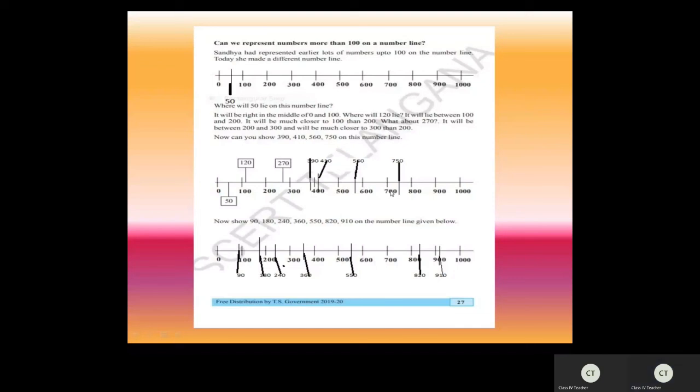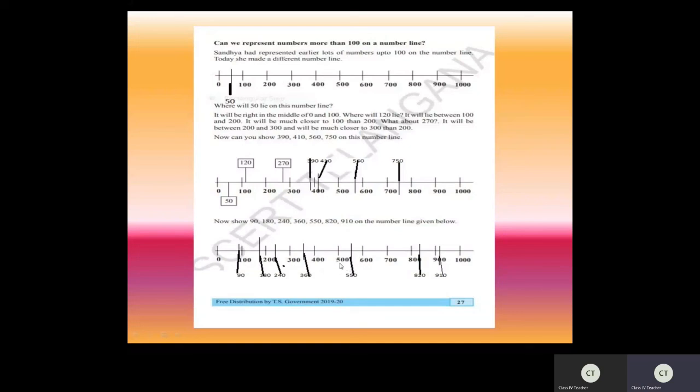Now next one, show 90, 180, 240, 360, 550, 820, 910 on the number line given below. Okay. Now see here, I have represented it. First one, 90. 90 lies in between 0 and 100 and it is nearest to 100. Then next is 180. 180 lies in between 100 and 200 and it is nearest to 200. The next one is 240. 240 lies in between 200 and 300 and it will be nearest to 200. The next is 360. 360 lies in between 300 and 400. It is nearest to 400.